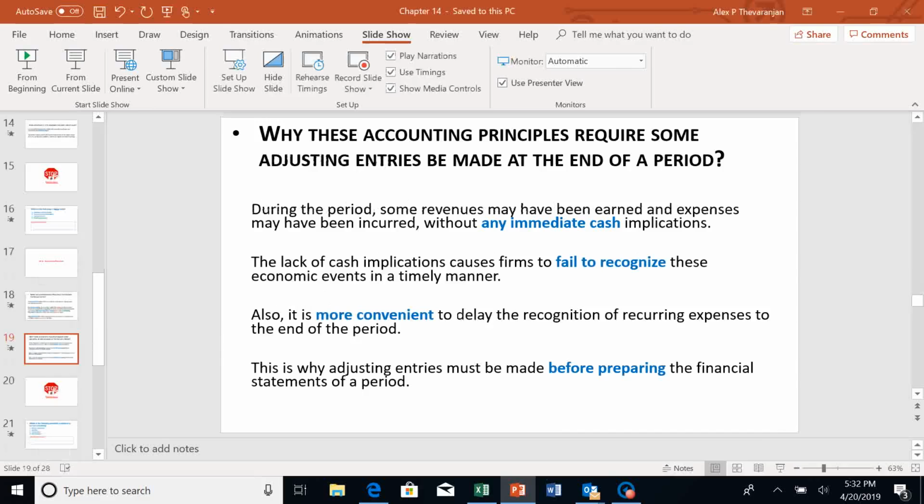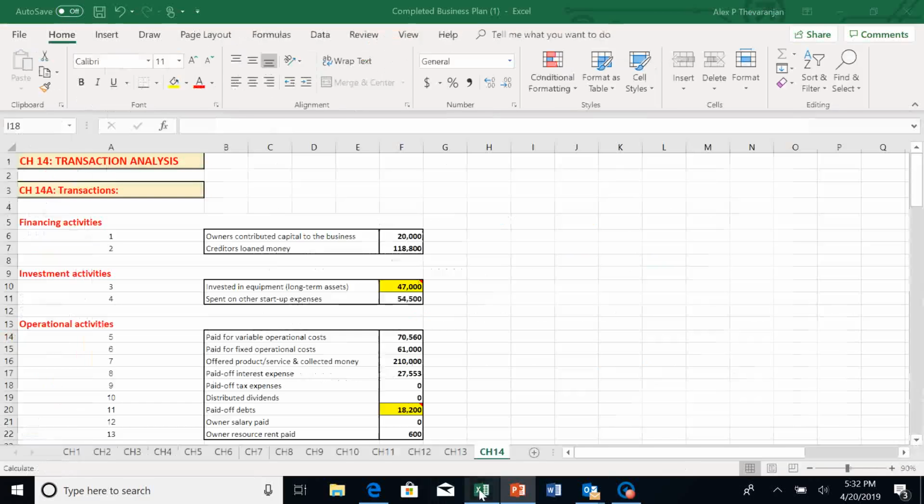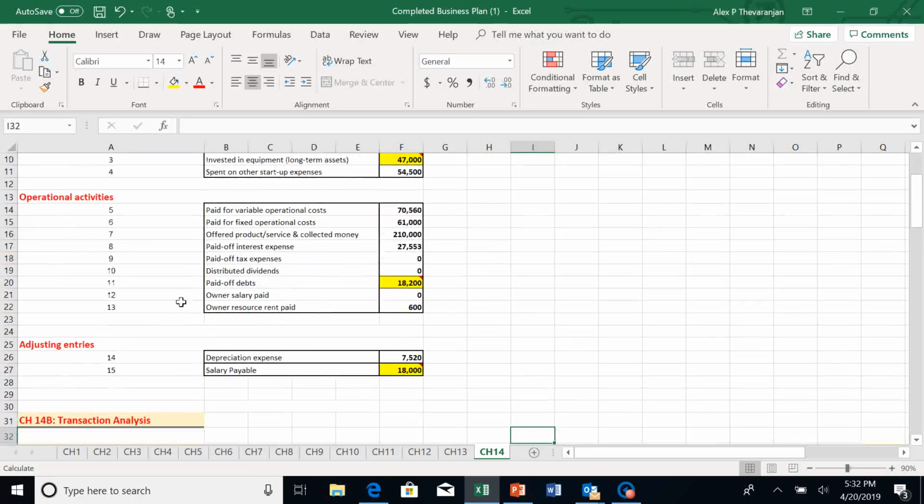So let's look at some adjusting entries here. You would see at the end, here are two adjusting entries. Depreciation expense. See, we didn't write a bill for anyone. It's just that the assets lost value, and so we've got to recognize that loss in value. Similarly, you didn't pay the employees, right? Because they said, okay, you don't have to pay us right now, but then that must be recognized. And that is the salary payable, and that will be part of an adjusting entry.